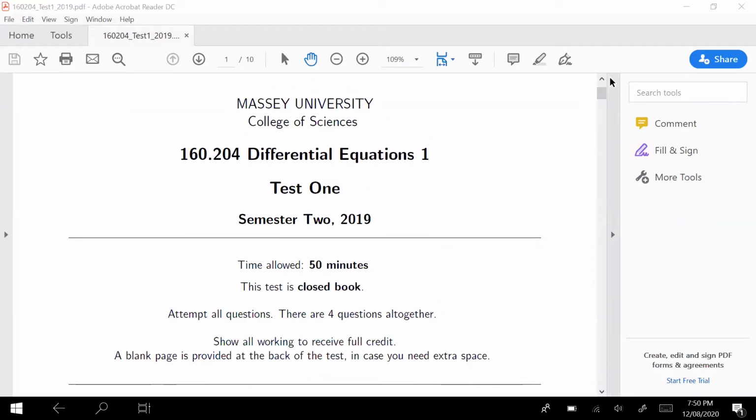Okay, welcome to this lecture today. What we're going to do today is go over test one from last year, from 2019. Test one from last year covered the same units as test one in our class this year, units 1 and 2.